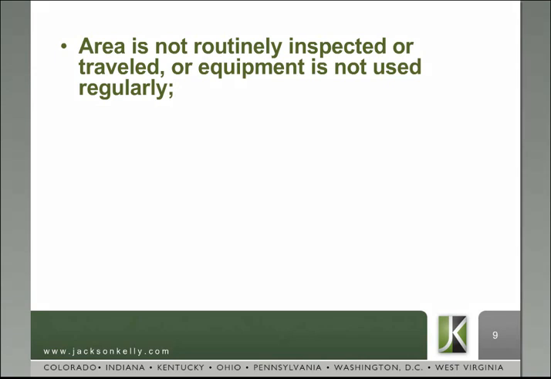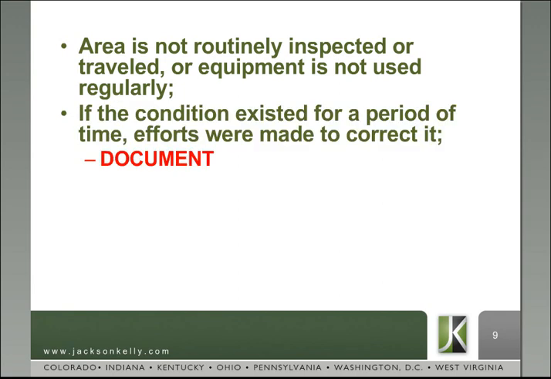A few more on negligence. Area not routinely inspected or traveled. Equipment is not used regularly. The condition existed for a period of time, but efforts were made to correct it. If efforts were made to correct it and we've documented those efforts, maybe we weren't 100% successful, there's still a violation, but it sure is good to know what efforts we've been making to establish mitigating factors.